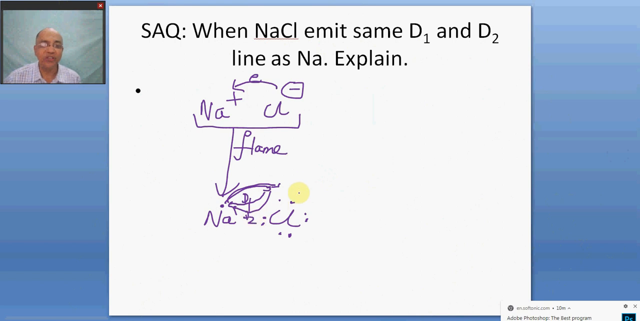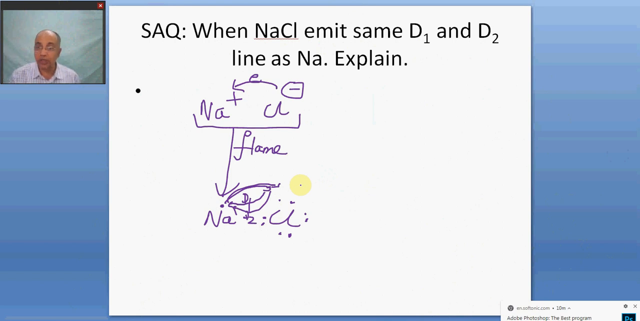You understand? So in the flame, a sodium metal will give the same golden yellow light, same D1 D2 lines, whereas the sodium ion will also give the same lines, because in the flame there is no sodium ion. These sodium atoms are there. The ionic bond is broken. The electron gets transferred back again from chloride ion to sodium ion, producing atoms.